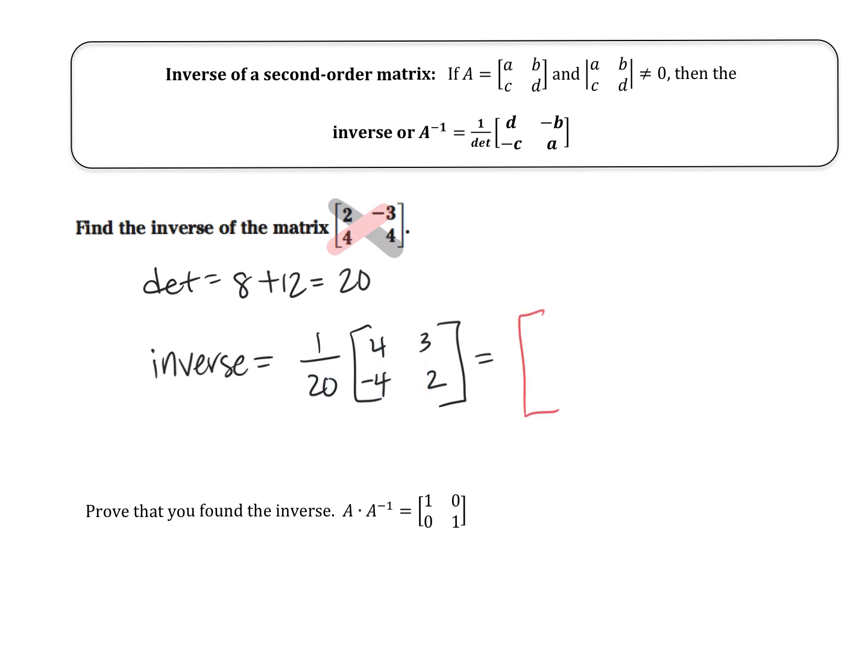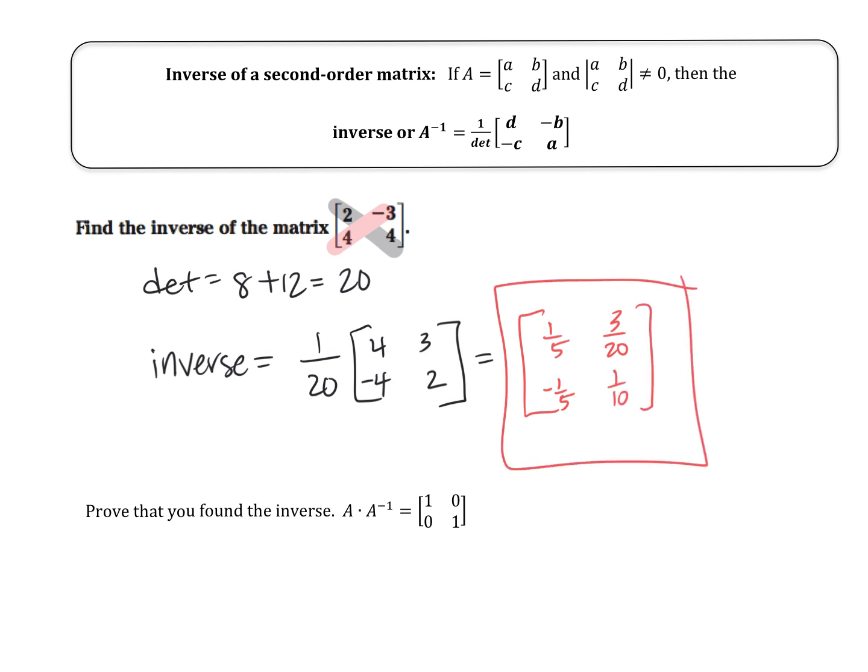What is 1/20th times 4? Simplify it. 1/20th times 4 would be 4/20ths, which would get me 1/5. Boom. What about 1/20th times 3? It's just 3/20ths. We can't simplify it. Very good, Miss Steph. What about 1/20th times -4? -1/5. And finally, what's 1/20th times 2? 1/10. You guys just found the inverse.